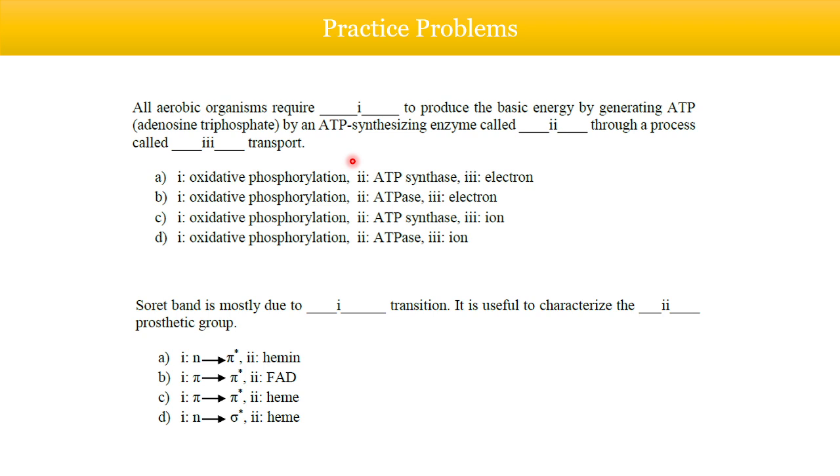The next one says all aerobic organisms require dash to produce the basic energy by generating ATP by an ATP synthesizing enzyme called dash through a process called dash transport. So too many things. You have to answer the one, two, and three. What is one, two, and three?